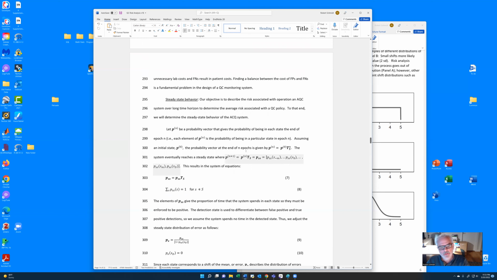So what we're going to look for here, and what is very different about the precision QC model and models that have preceded it, is that this is a dynamic model. We're looking at the long run behavior of the system over time and looking at how much of the time it spends in various error states before it's detected.